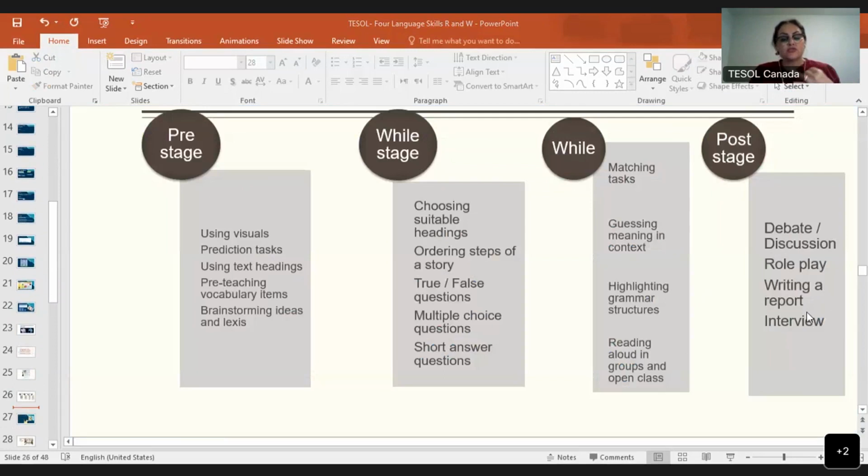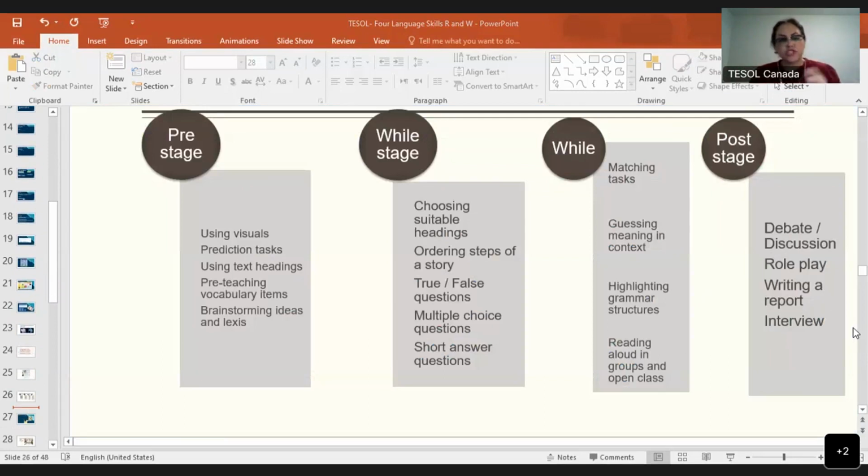You can ask them to have a discussion or debate about the reading. They can have a role play. If the reading is about just 2 or 3 people talking, they can have a role play. They can write a paragraph about the reading.